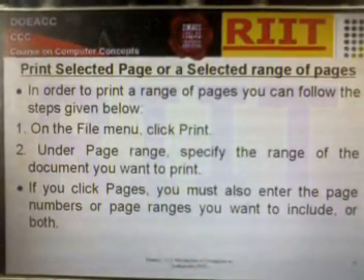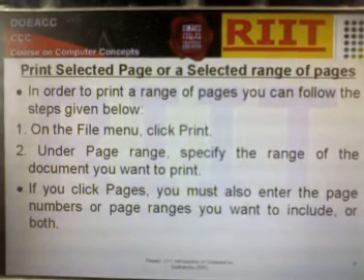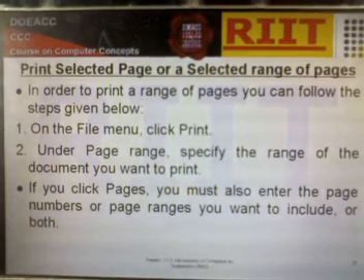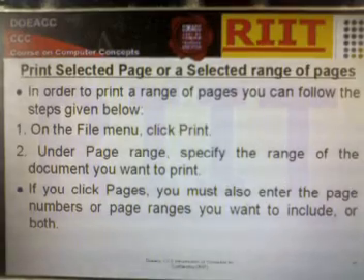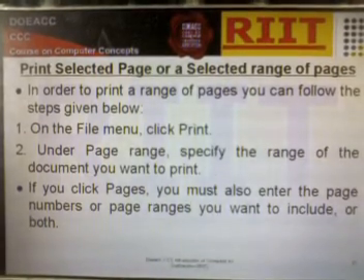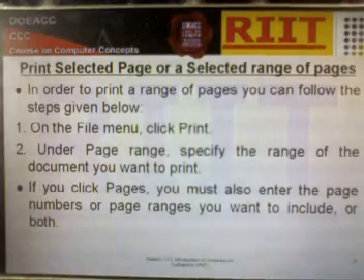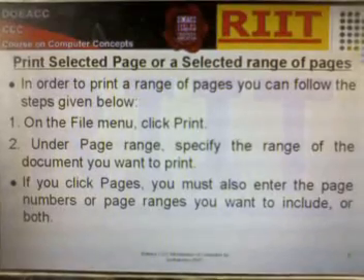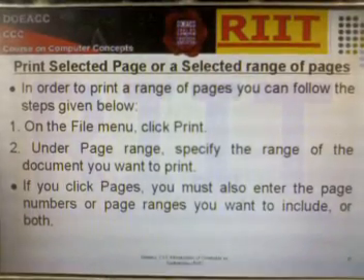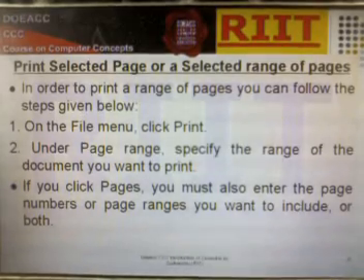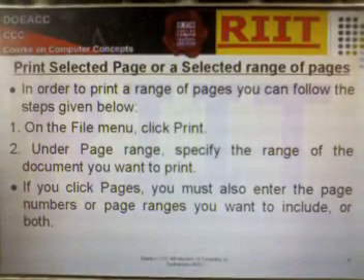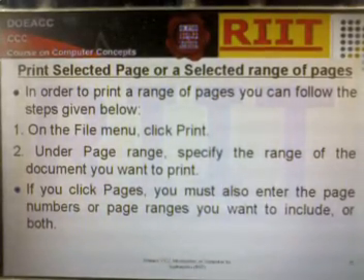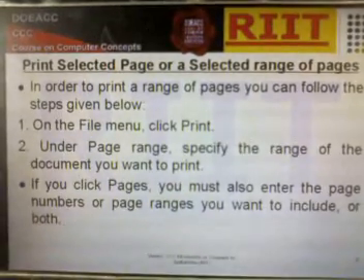Print selected page or selected range of pages. In order to print a range of pages, you can follow the steps given below. On the File menu, click Print. Under Page Range, specify the range of the document you want to print. If you click Pages, you must also enter the page numbers or page range you want to include, or both.